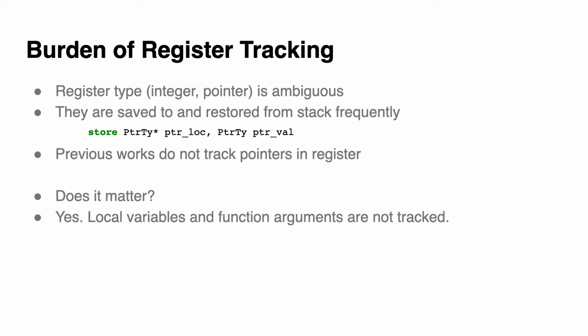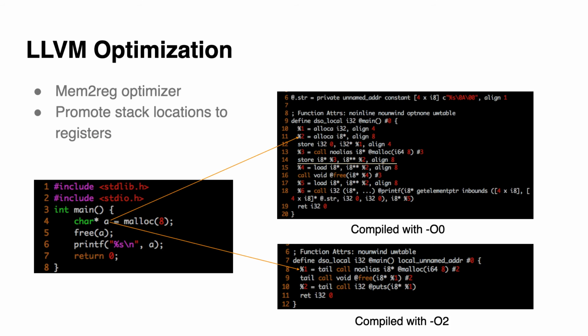From our study of compilers, we know local variables and function arguments are regularly promoted to registers and thus could not be tracked. In LLVM, there's an optimizer called mem2reg that promotes stack locations to registers. For the simple C code, we see the store instruction disappear when we enabled compiler optimization.